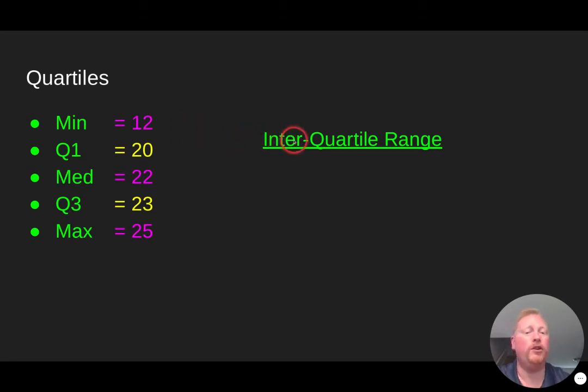When we talk about the interquartile range, very similar idea. We take the third quartile and subtract the first quartile. So the bigger quartile minus the smaller quartile. And we would find in this case that our interquartile range is 3. 23 minus 20. Okay?